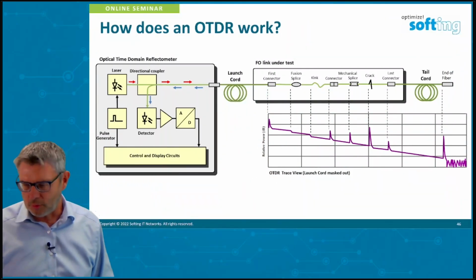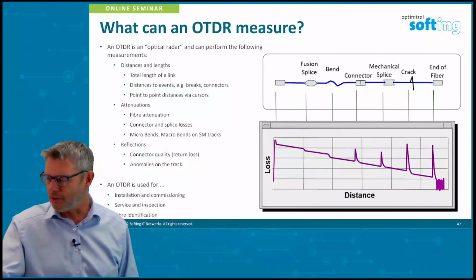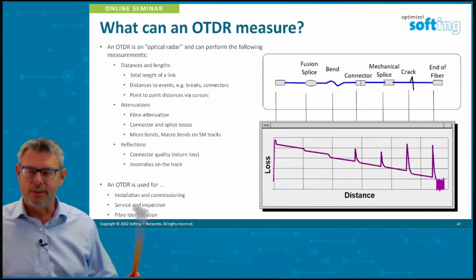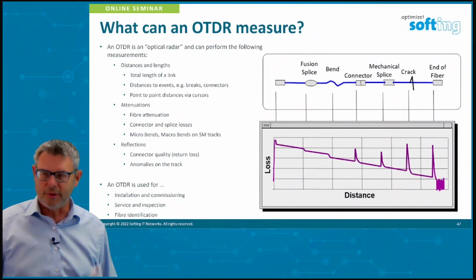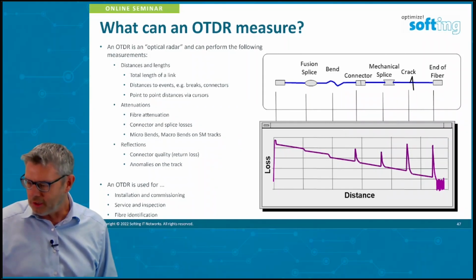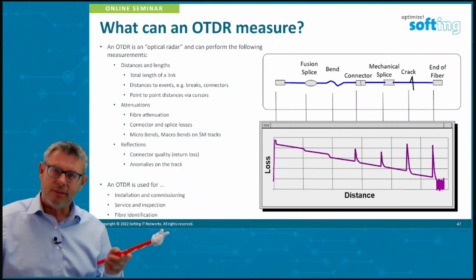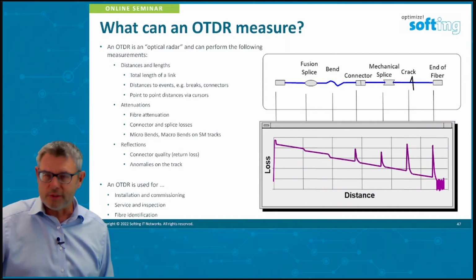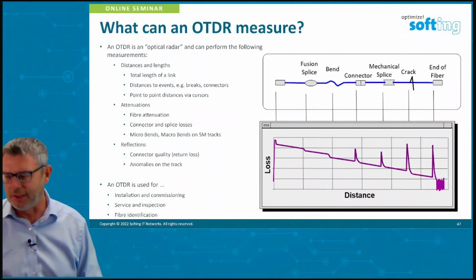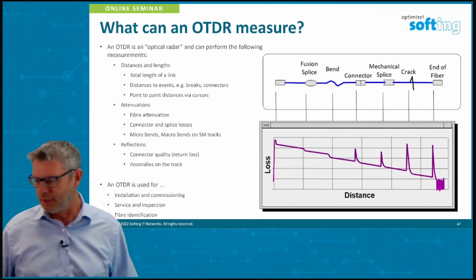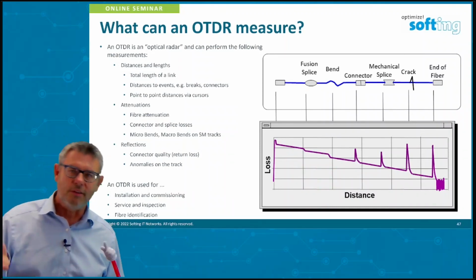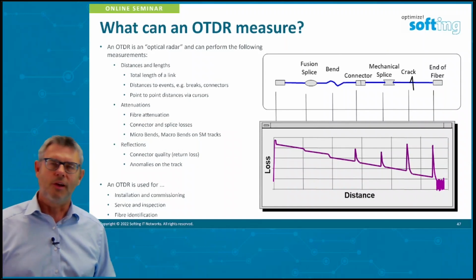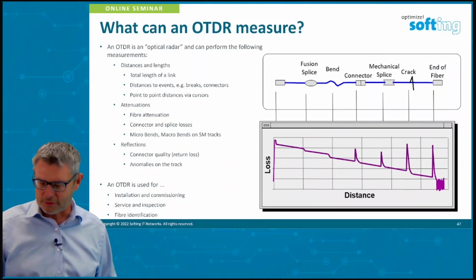Okay, so what can we measure with an OTDR? We can measure a lot of things. We can measure the distances and lengths to certain events. We can measure attenuation values, automatically, or we can set cursors to do this. We can measure reflections of certain components, like connectors and so on. What is it used for? It's used for installation and commissioning of fiber optic cables, servicing and inspecting, and of course fiber identification. There are various fields where you can use an OTDR.